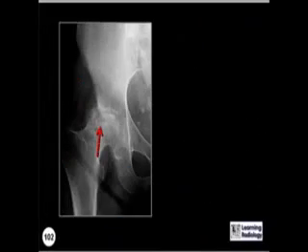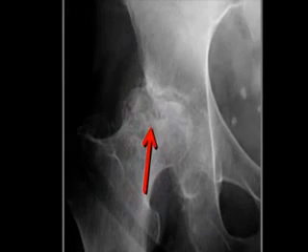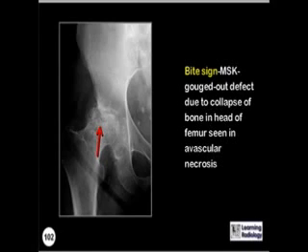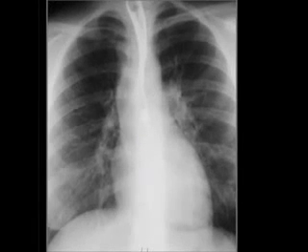What is the name of this sign? This is the bite sign, which is the gouged out defect seen due to collapse of bone in the head of the femur in avascular necrosis. What is the descriptive term for this appearance?